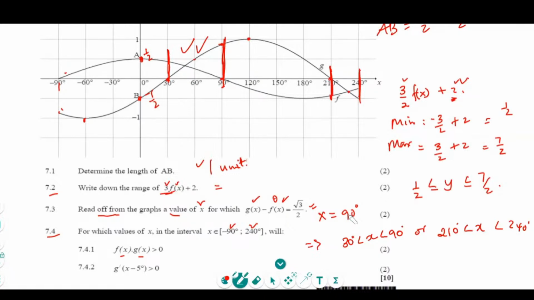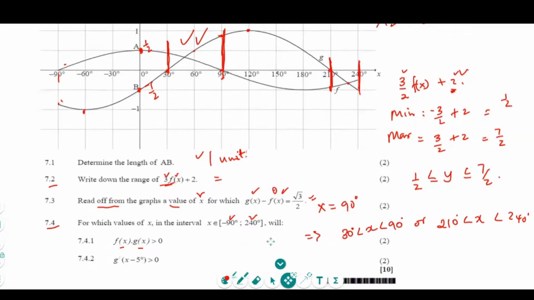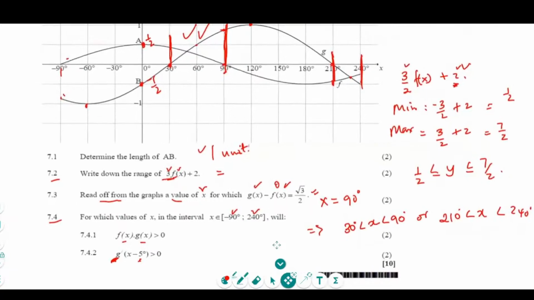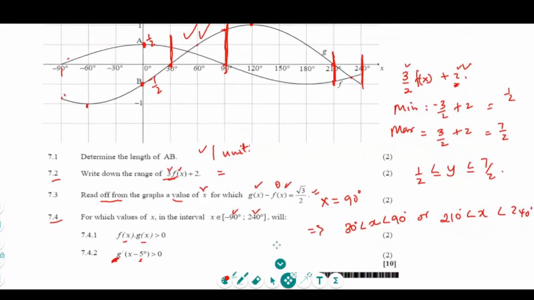Then 7.4.2, they are telling us that for which values of x do we find the g prime? So g prime is like the gradient, né? Gradient of g minus 5 to be greater than 0. In other words, we expect this graph to be increasing. So I'm not going to find the derivative of what and what, no. So what I'll do, I'll look at the maximum points.